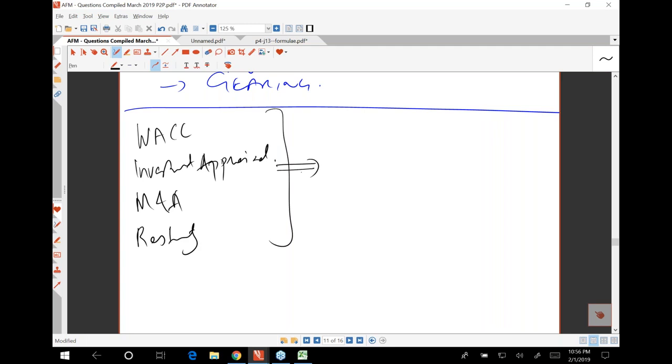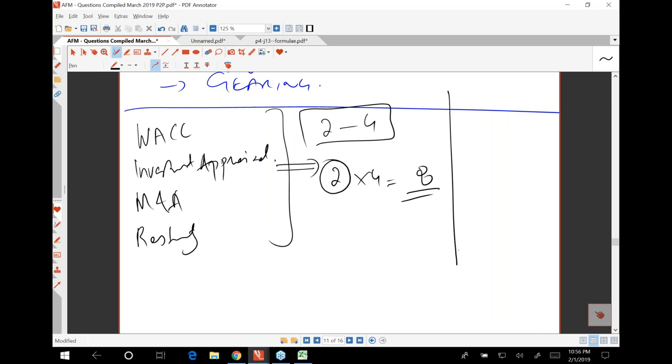The best way to prepare for these areas is that you prepare them and then you attempt the questions between question 2 to 4. Ideally speaking, you should attempt at least 2 questions for each area. So with 4 areas, that makes it 8 questions. And once you have done this, then you should attempt question number 1, at least 6 questions from the past papers.